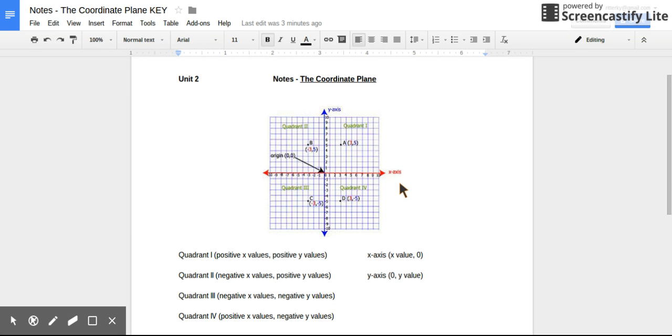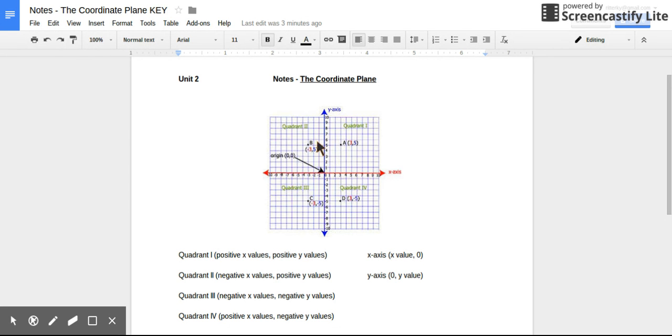There are 4 quadrants on the coordinate plane. A quadrant is just a section of the coordinate plane. So over here in the top right, we have quadrant 1. Quadrant 1 deals with all positive values. So the x values are positive and the y values are positive. Then we move counterclockwise around the grid.